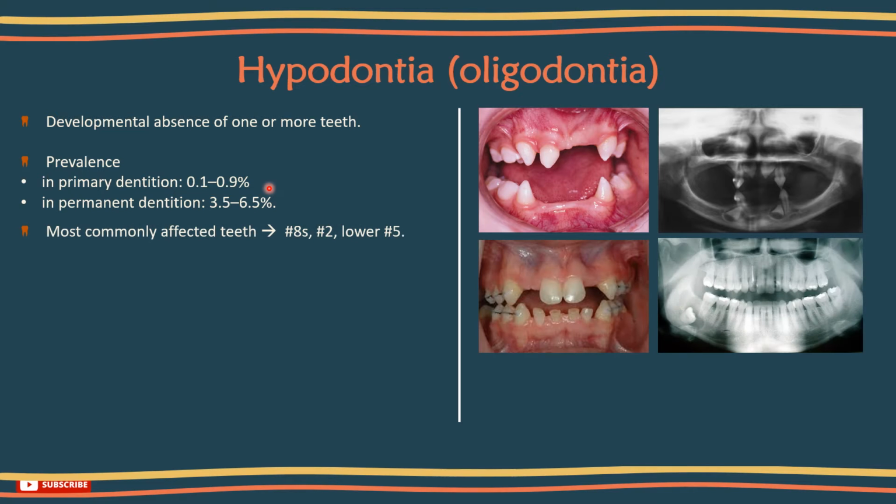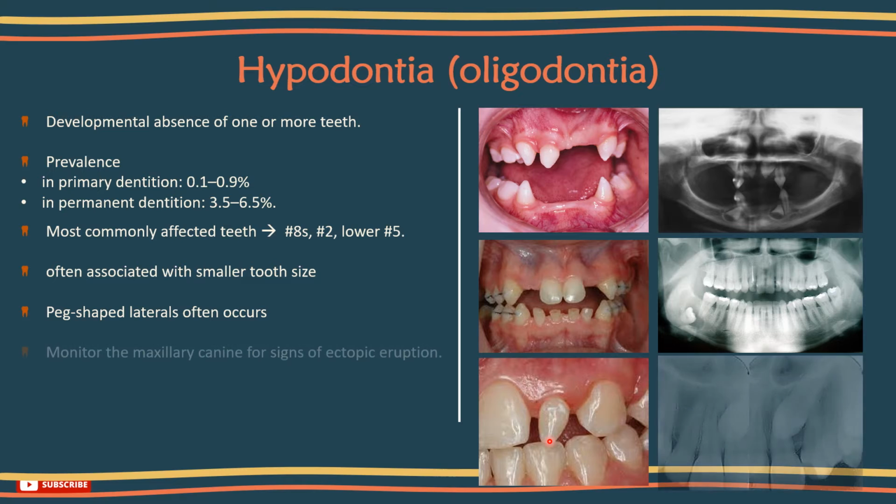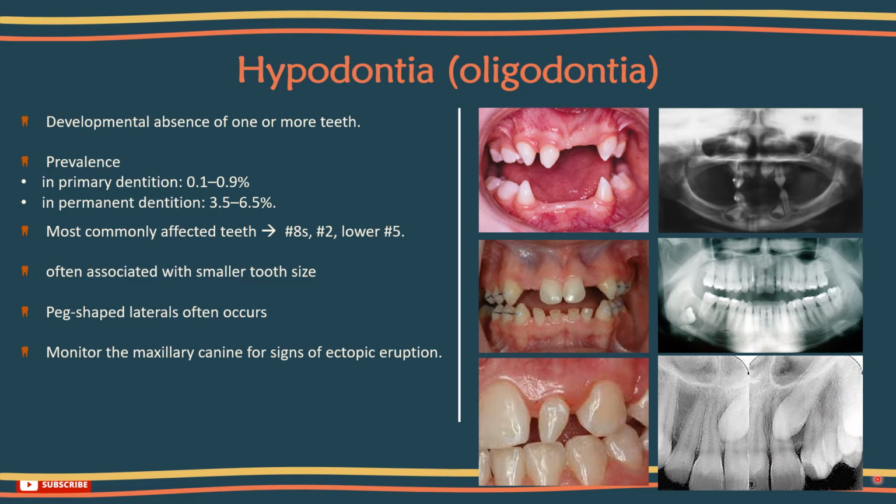In Caucasians, most commonly affected teeth are 8s, then laterals, and then lower 5s, often associated with smaller than average tooth size. Peg-shaped laterals often occur in conjunction with the absence of the contralateral lateral incisor. Note that canine migrates down guided by the distal aspect of the lateral. So when the lateral is absent, peg-shaped, or small-rooted, it is important to monitor the maxillary canine for signs of ectopic eruption. This condition affects females more than males.